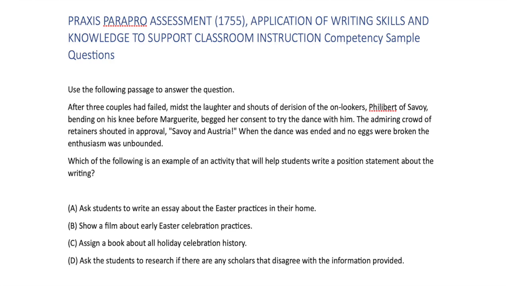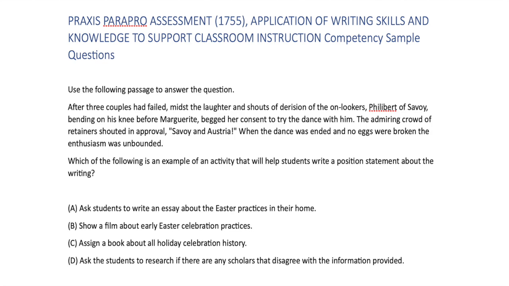Use the following passage to answer the question. After three couples had failed midst the laughter and shouts of derision of the onlookers, Philibert of Savoy, bending on his knee before Marguerite, begged her consent to try the dance with him. The admiring crowd of retainers shouted in reproval, "Savoy and Austria!" When the dance was ended and no eggs were broken, the enthusiasm was unbounded.